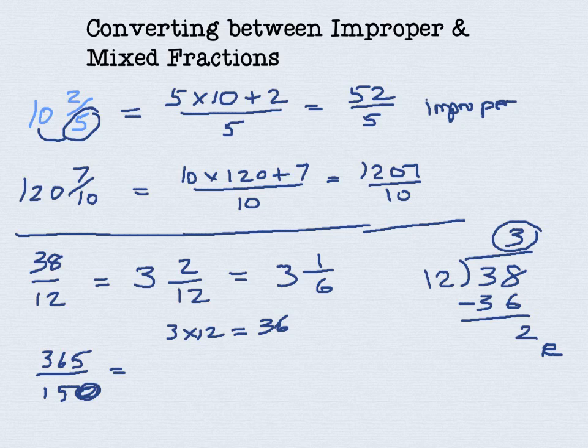Check the calculator. 2.433, repeating. So it goes in a whole number 2 times. 2 times 150, use your calculator if you have to, that's 300. So the remainder would be 65. 65 is the remainder. Double check your math. The denominator of 150 times the whole number of 2 is 300, plus 65 is 365.